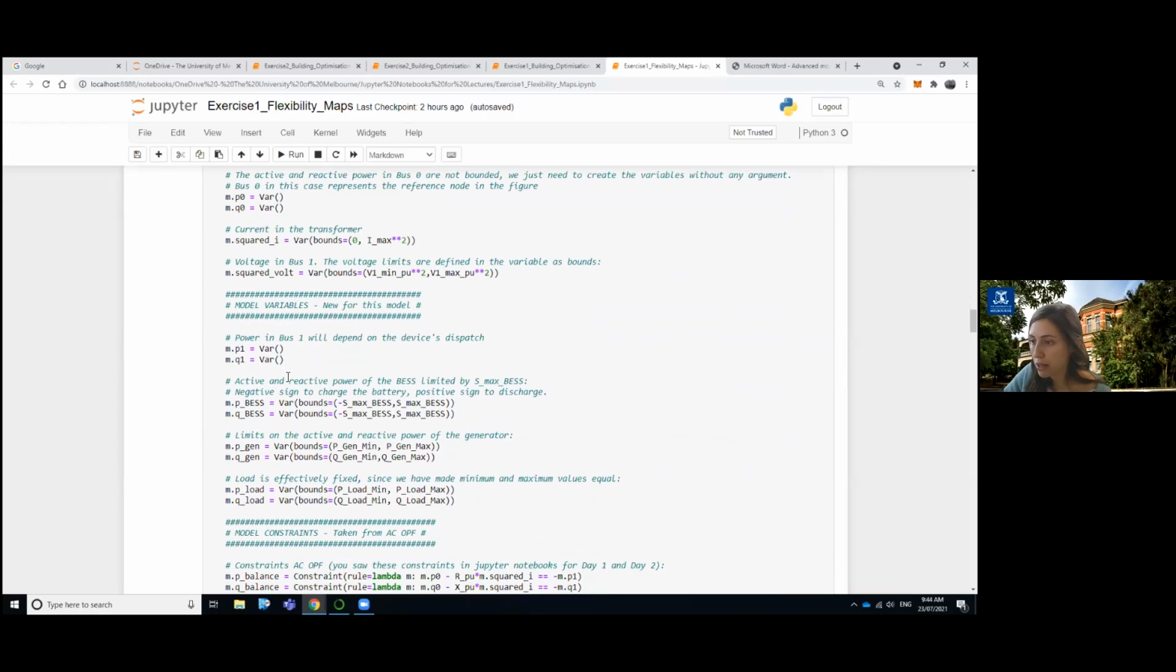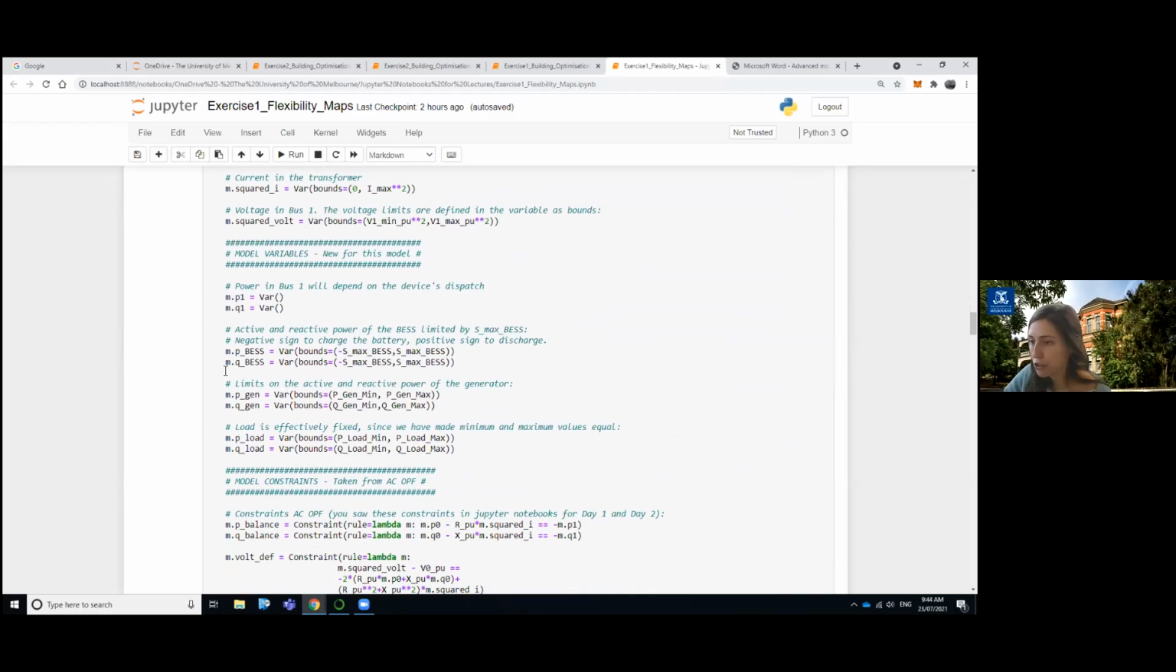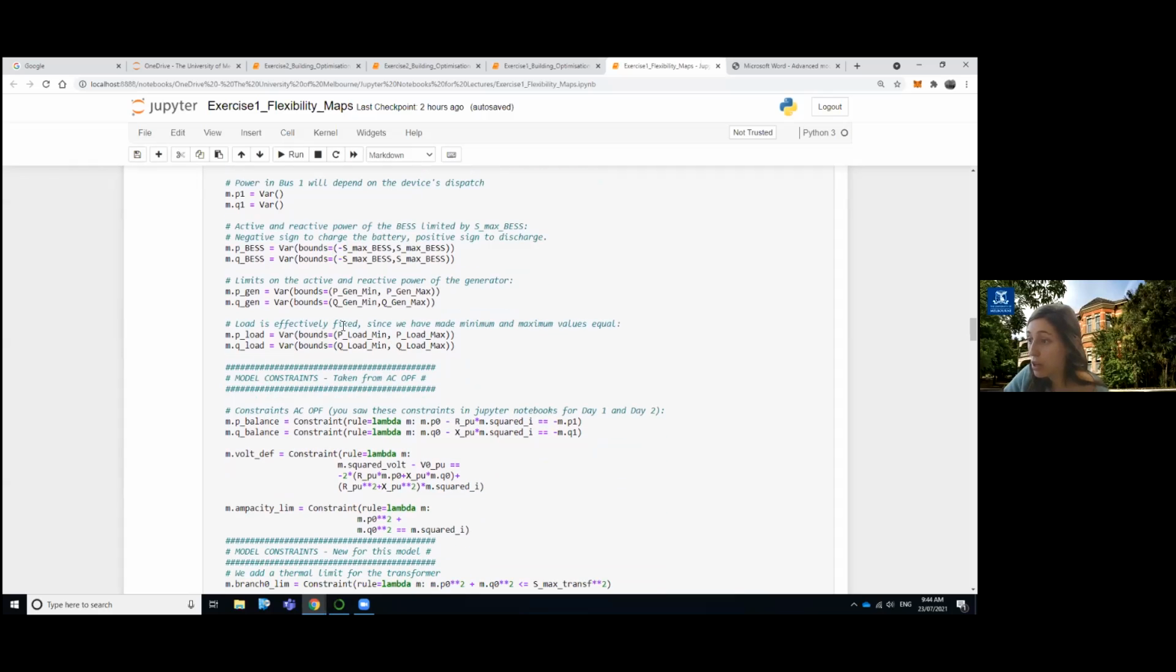Now P1 and Q1 are variables, and we have the operation of the battery, the generator, and the load, and we're bounding the variables to their limits for the quadratic operation of the battery, for the generator minimum and maximum, and the load also including minimum and maximum to have that flexibility that Pierluigi showed before of a more flexible demand.